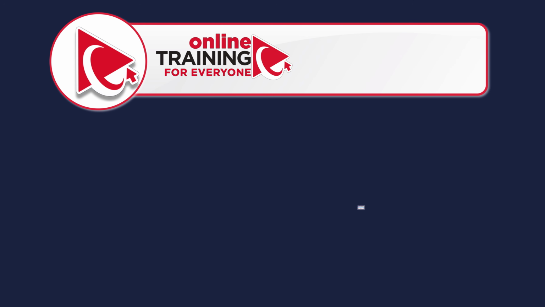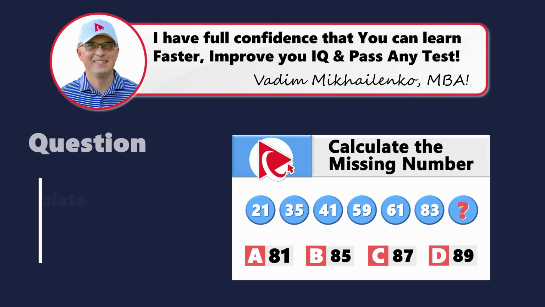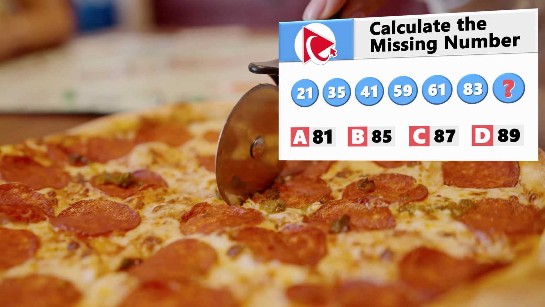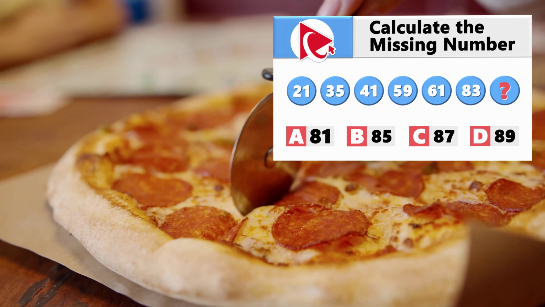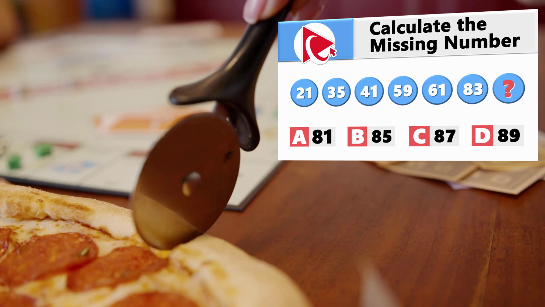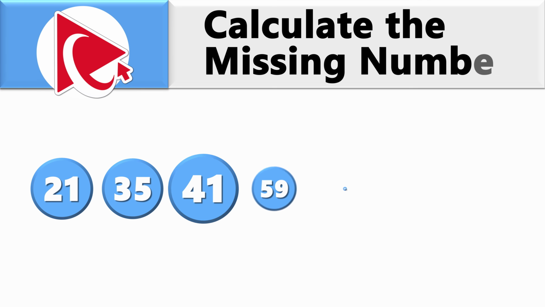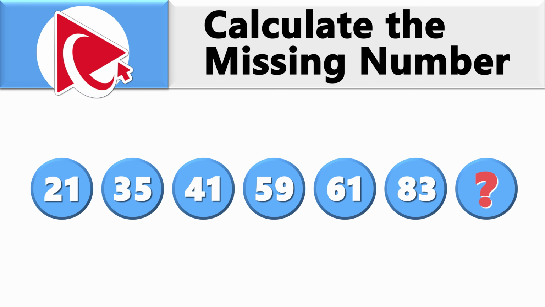With this question, get ready for the mental marathon. Solving this puzzle is a little longer than waiting for your pizza delivery, but you will enjoy it as much as the freshly made pizza. You're presented with the sequence of numbers. The numbers are 21, 35, 41, 59, 61, 83, and then comes the missing number, which you need to calculate and select out of 4 possible choices.